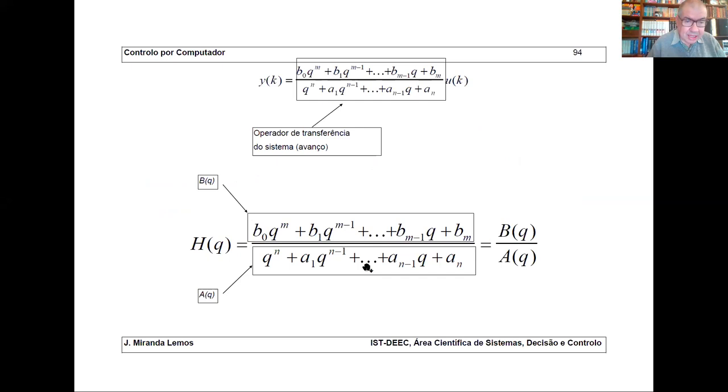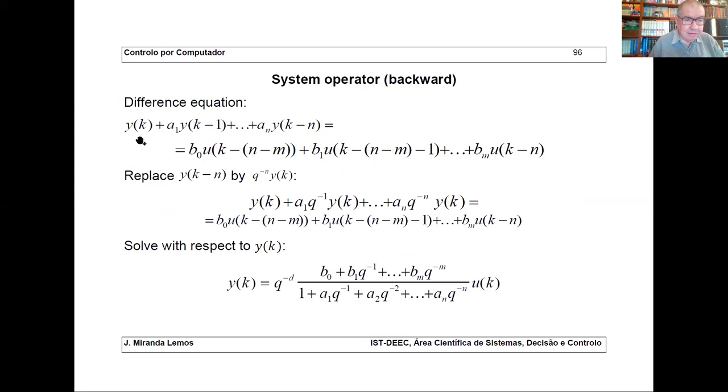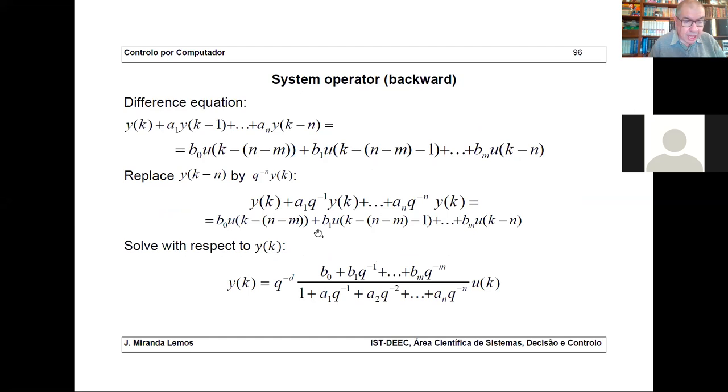And then I said, okay, we can introduce the backward shift operator and we delay the difference equation by N steps. Y of K and all the other samples are delayed by N steps. So we get this. And if you apply the backward shift operator, operador atraso, Q minus one, and Q minus one is such that if you have Y of K minus N, then you apply Q minus N, that is to say you apply N times Q minus one. And again, you can have this system operator that actually maps the transfer function, but now written in terms of the backward operator Q minus one.